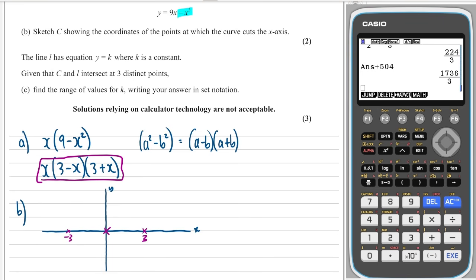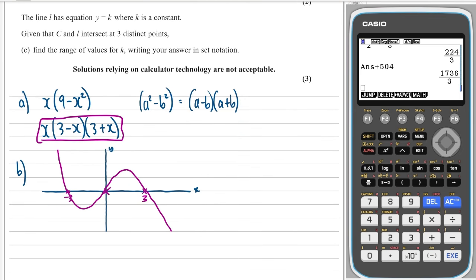Now, because it's a minus cubic, it means we start at the top, up here, and then we come through downwards like that, and then upwards, then we carry on going all the way down towards the end. And there we go, that is sketched. And then we have a line, y is equal to k, where k is a constant, so lines like y equals k are horizontal ones. And it says that given that the curve and the line intersect at 3 distinct points, find the range of values for k.